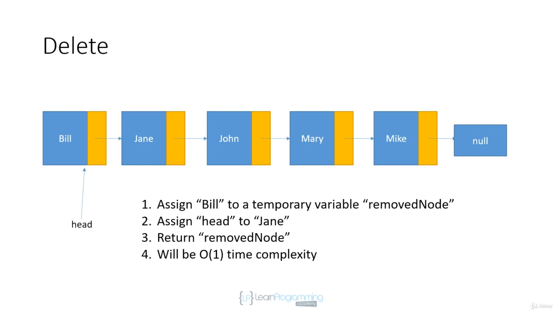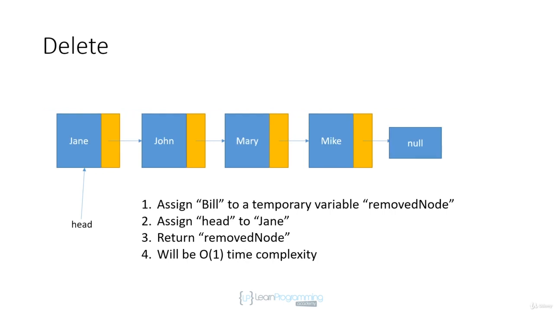For a linked list, the only information that we're holding is this head field. And so if we break this link to Bill and we change head so it's pointing to Jane, Bill has effectively been removed from the list. There's no way we can get from head to Bill. And then at that point, we would return the removed node, which we previously stored Bill into. And that's all we have to do to delete a node from the front of the list. Once again, this will be constant time complexity because it doesn't matter how many items are in the list. You're going to do the same number of steps.